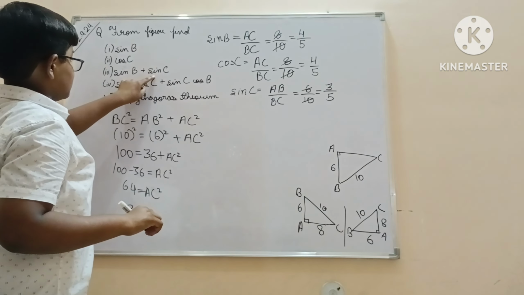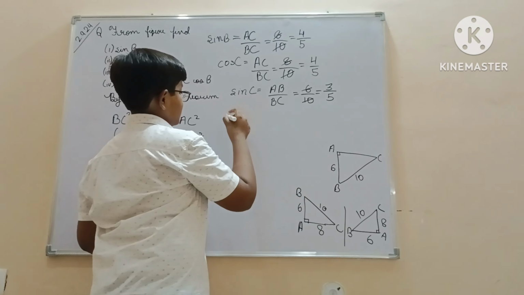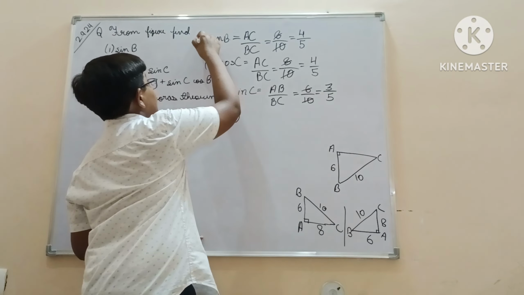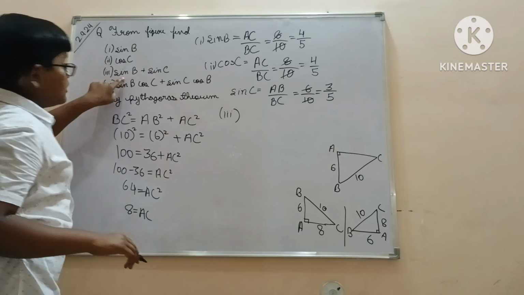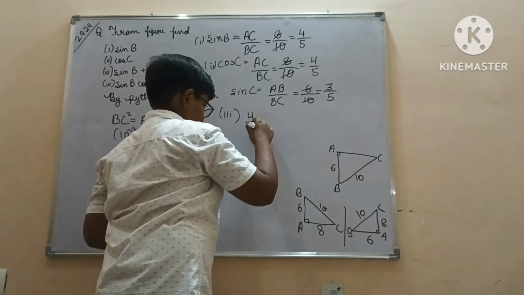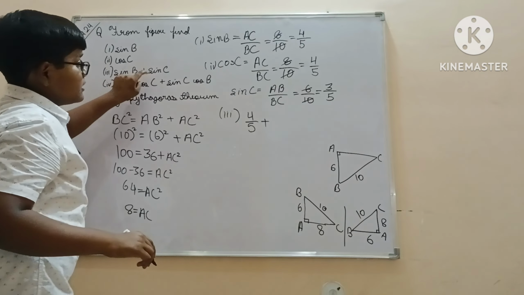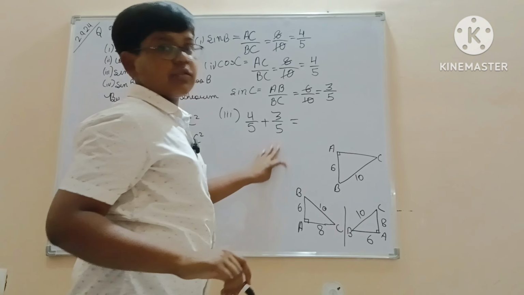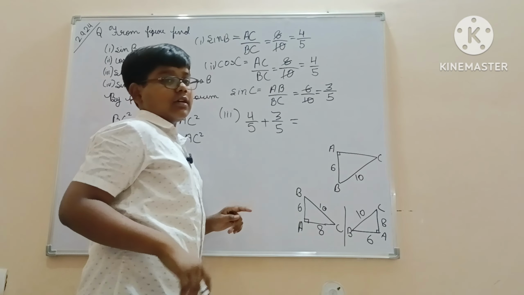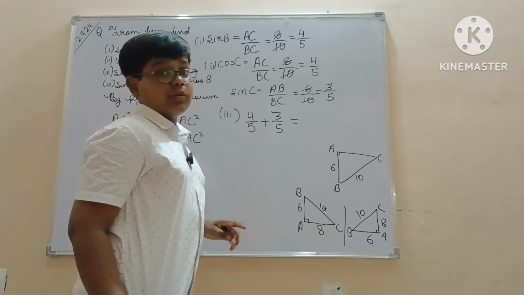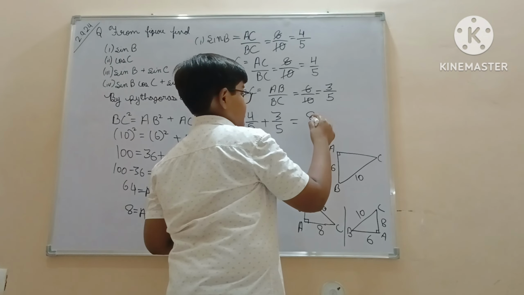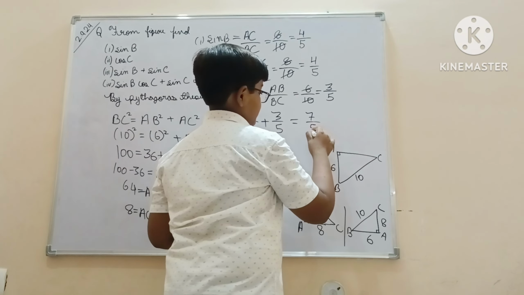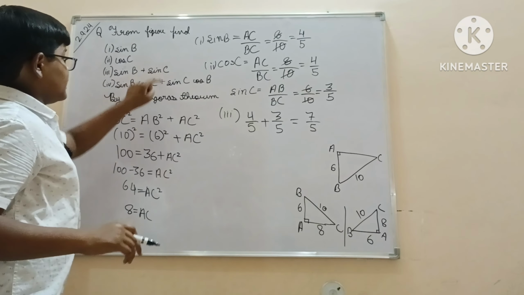Now we will do this equation, which is sin b plus sin c. The value of sin b is 4 divided by 5, plus the value of sin c, which is 3 divided by 5. As the denominators are the same, they are called like fractions. So the denominators are not added, but the numerators are added. The numerator is 4 and 3, which will give us 7 by 5. Now this is our answer of sin b plus sin c.